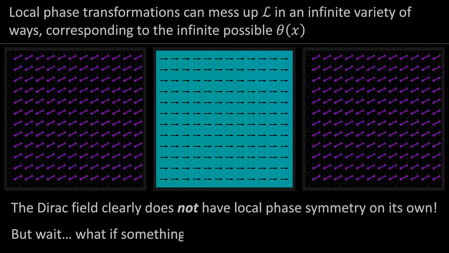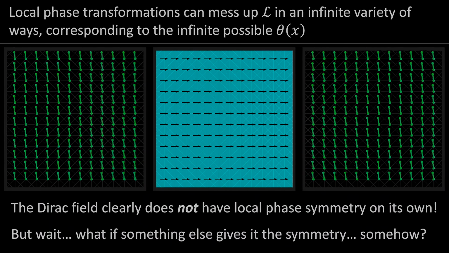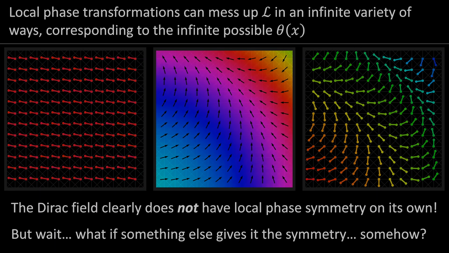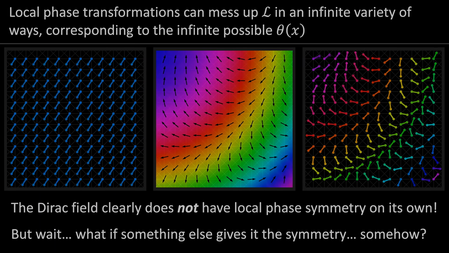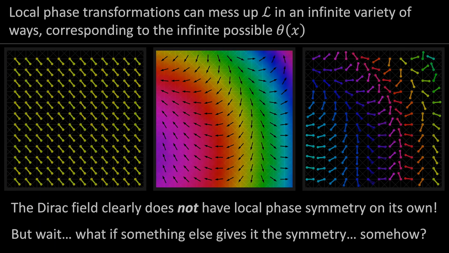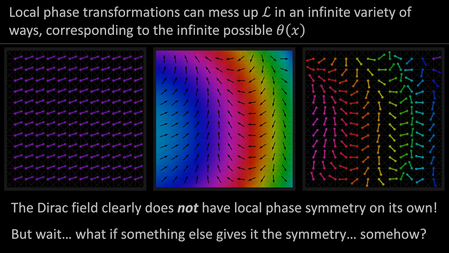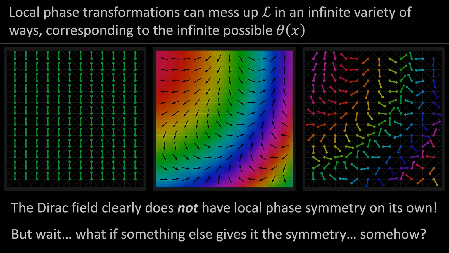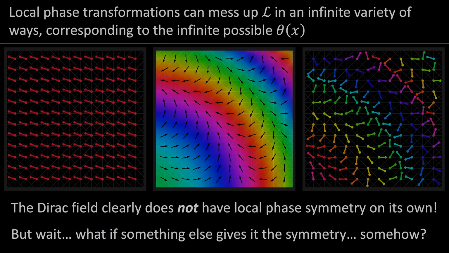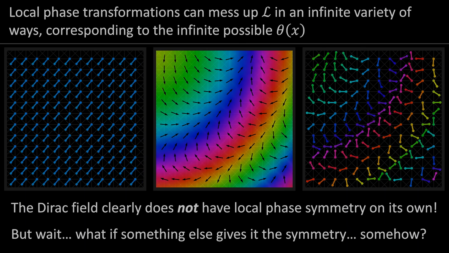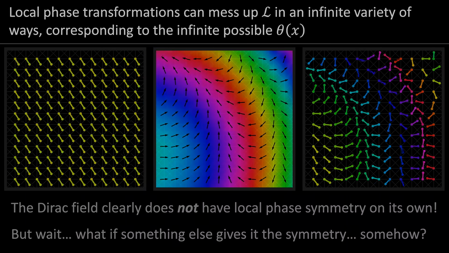But what if we added something to our model of the universe? Something that might exist, that could play a supporting role in giving the Dirac field local phase symmetry. Is there any way to do that without it just being some kind of mathematical trick? Is there any physically realistic way in which the Dirac field might be given local phase symmetry?